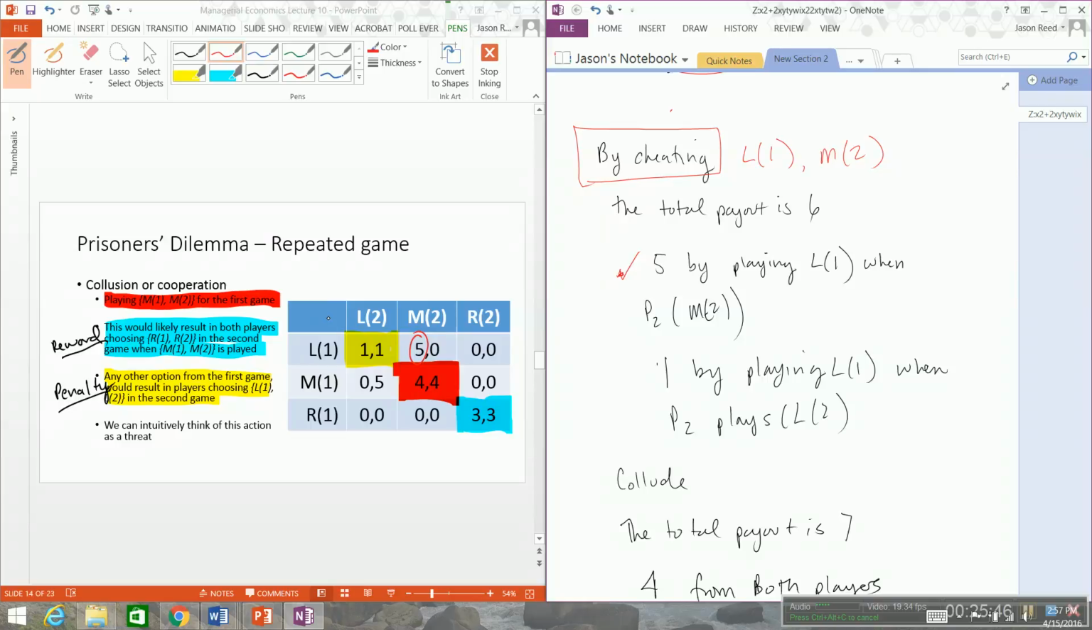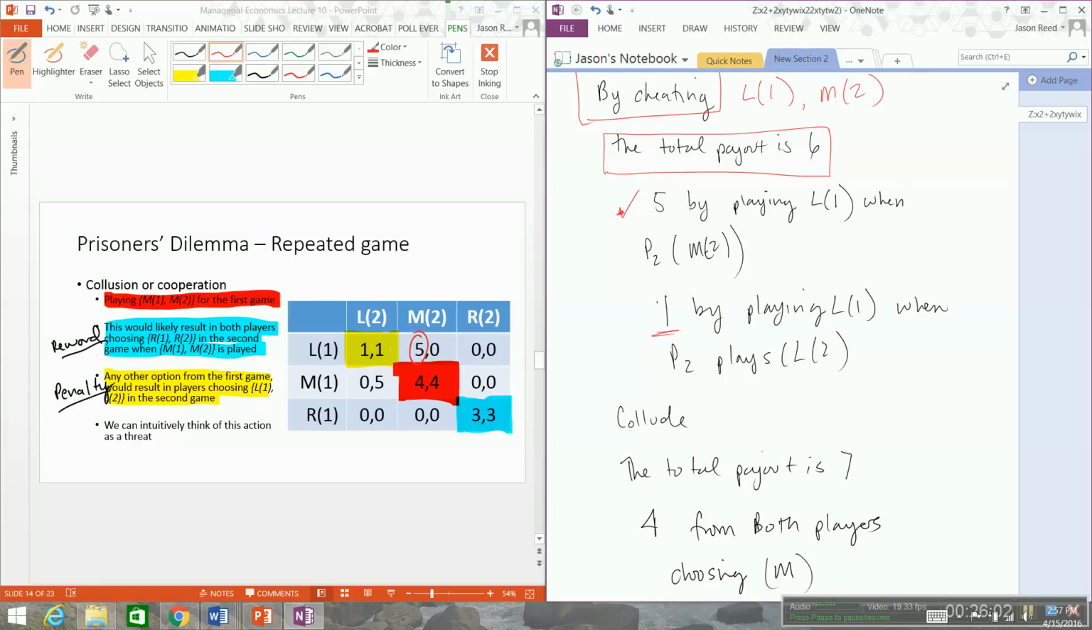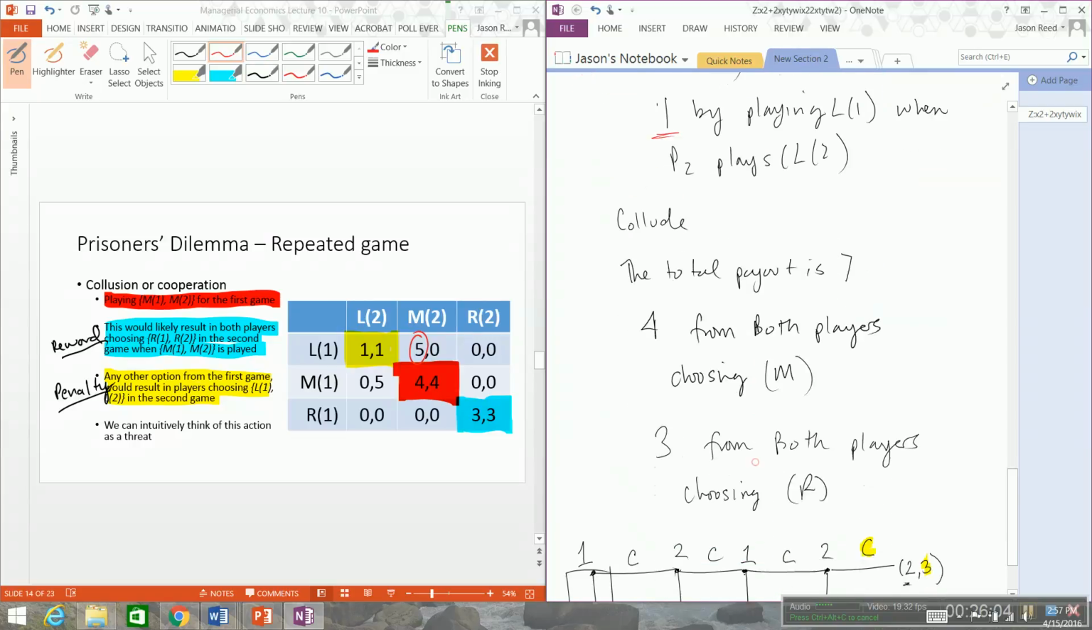The opponent is going to play left, and now I'm also going to get only 1 unit. So in total, my total payout for cheating is 6 units. So now I want to see if my total payout from colluding or cooperating is going to be better.